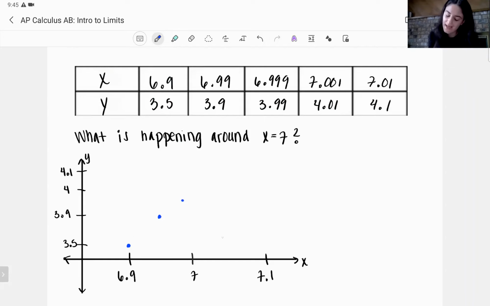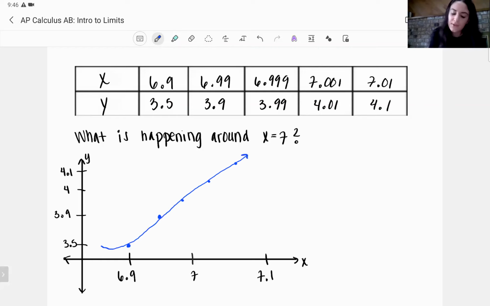And then once we're a little past 7 at 7.001, we have 4.01. So maybe that's right there. And then at 7.01, we're at 4.1. So this is a rough sketch of our x and y values. And if we connect these with a line, maybe it looks something like this.